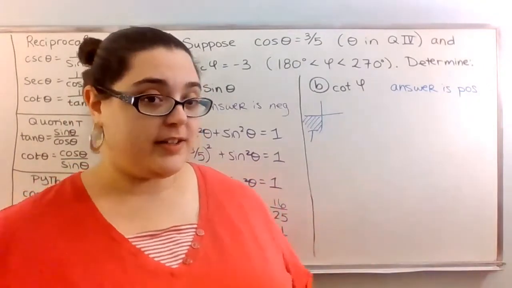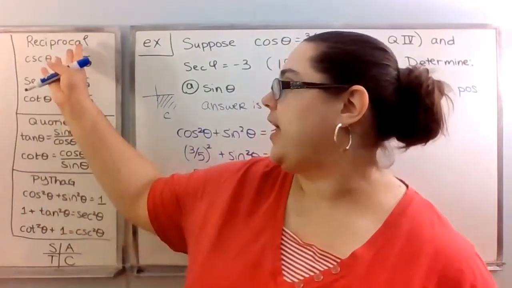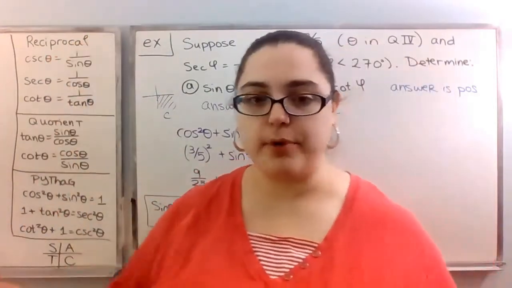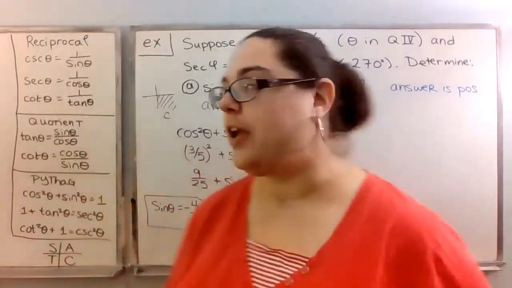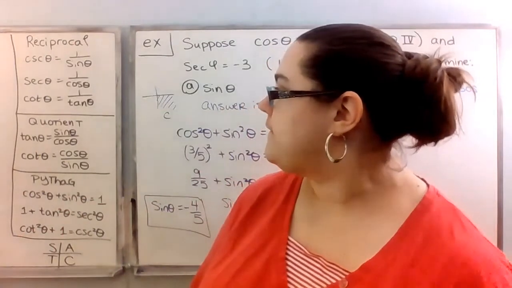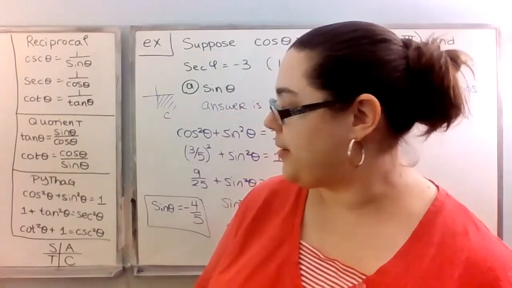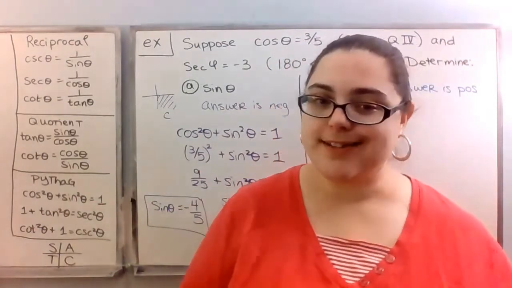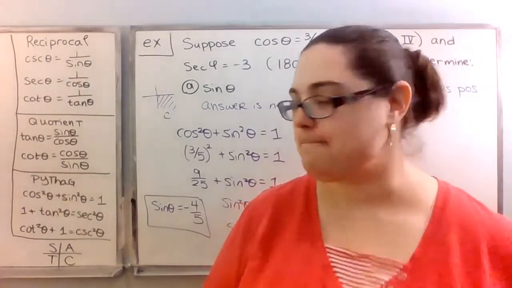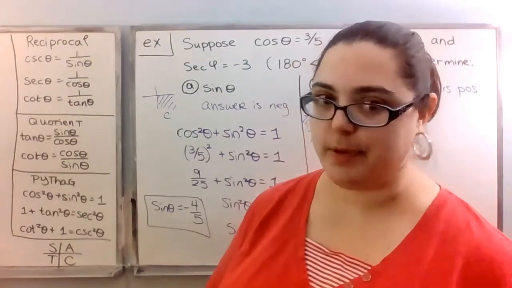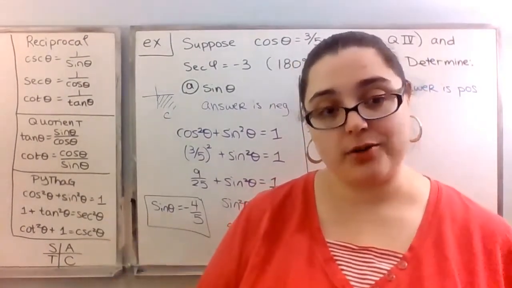Now, when I go to find cotangent of phi, I can do the same thing that I did before. I can find an identity that's going to relate cotangent and secant. So I have a problem, because none of these relate cotangent to secant. That's a bummer. However, remember the key to trig is knowing sine and cosine.